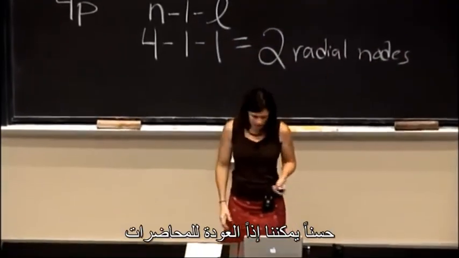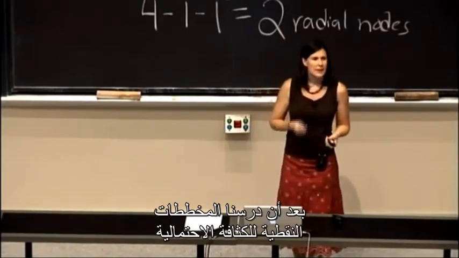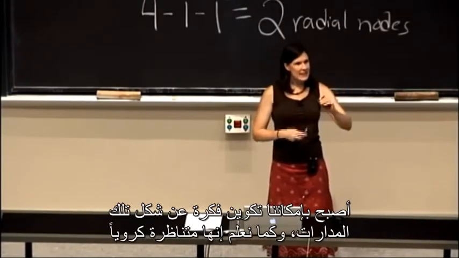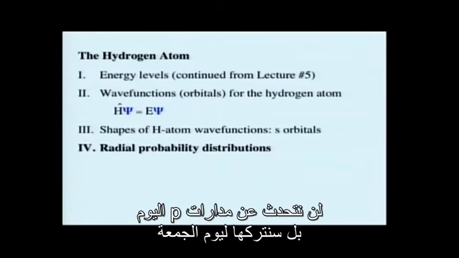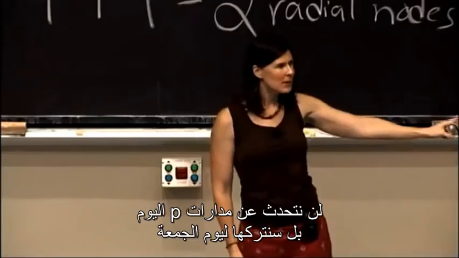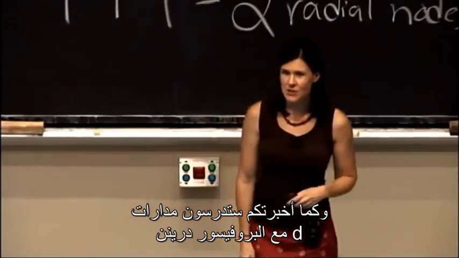All right, so we can switch back to our notes here. So doing those probability density dot graphs, we can get an idea of the shape of those s orbitals. We know that they're spherically symmetrical. We're not going to talk about p orbitals today. We're going to talk about p orbitals exclusively on Friday. And as I said, d orbitals you'll get to with Professor Drennan.